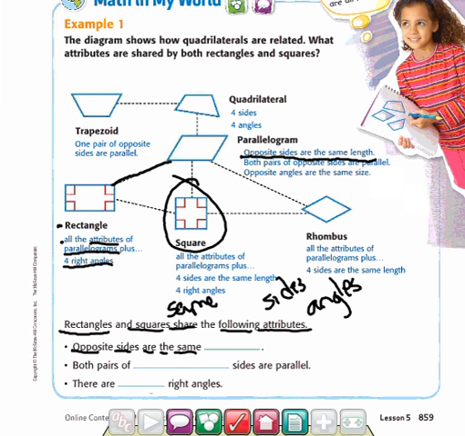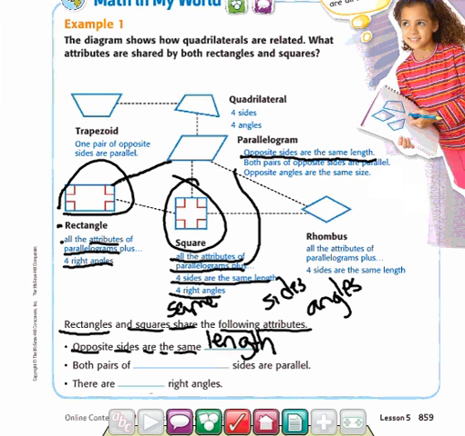Now let's come down to a square just to make sure we're on the right page, because we want to make sure that our square and our rectangle share the same attributes. So now our square, it says all the attributes of a parallelogram. It says 4 sides are the same length and 4 right angles. Okay? So opposite sides are the same. We know the opposite sides are the same length, because all the attributes of a parallelogram. So we come back up here to parallelogram. There we go with all the attributes of a parallelogram. Go ahead and take a few minutes to get that word length in there.